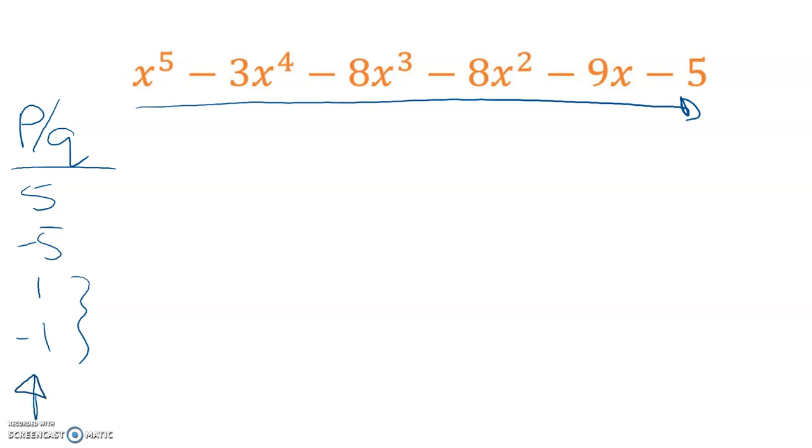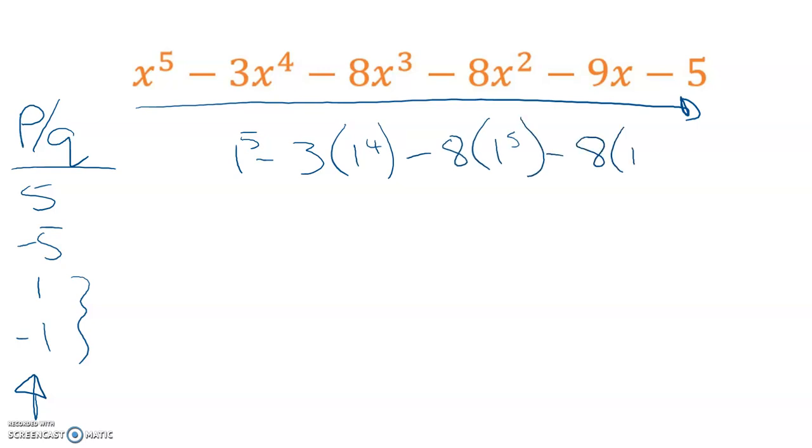So let's try 1. So 1 to the power of 5 minus 3 times 1 to the power of 4 minus 8 times 1 cubed minus 8 times 1 squared minus 9 minus 5 is not equal to 0. Therefore, this is not a root of the function.